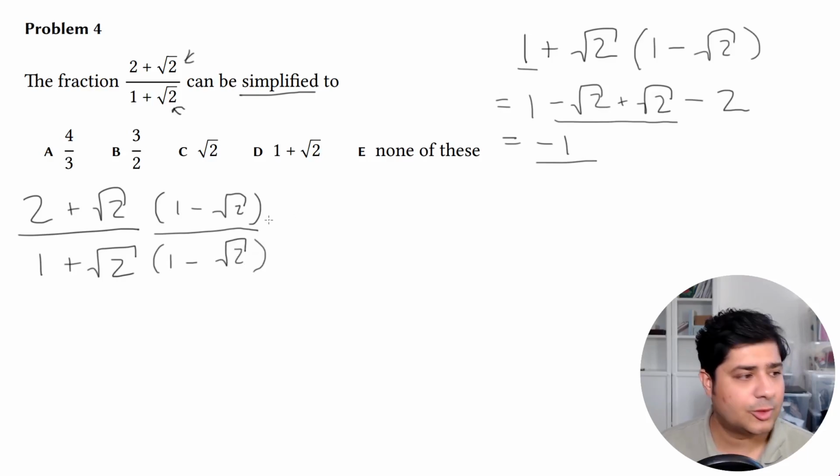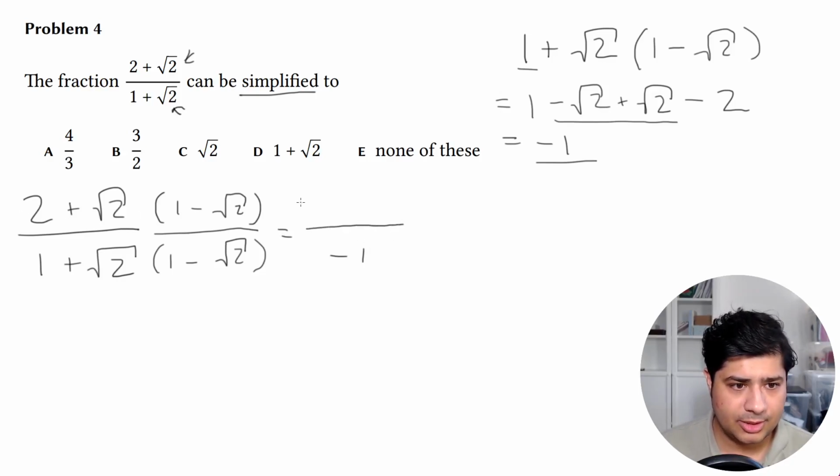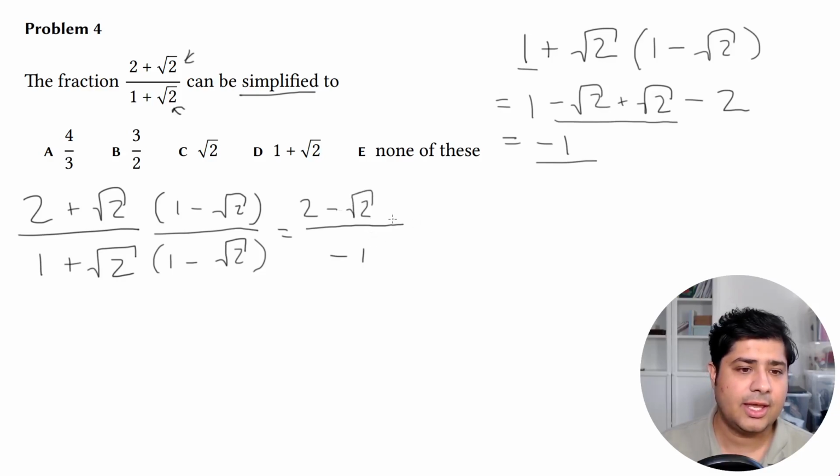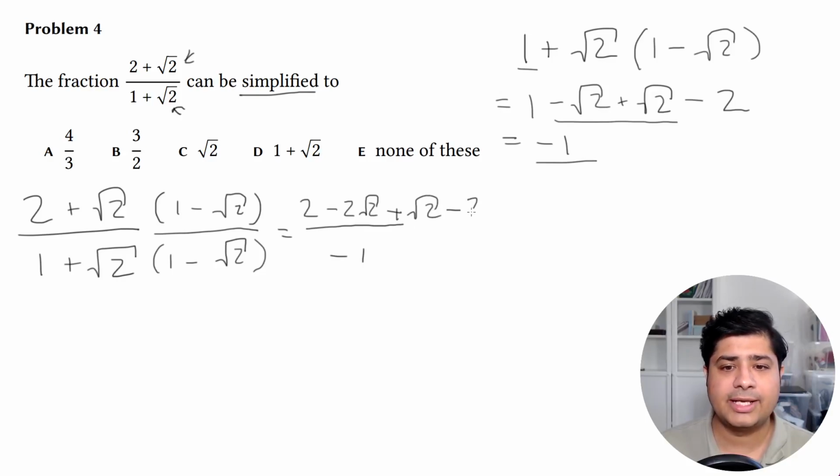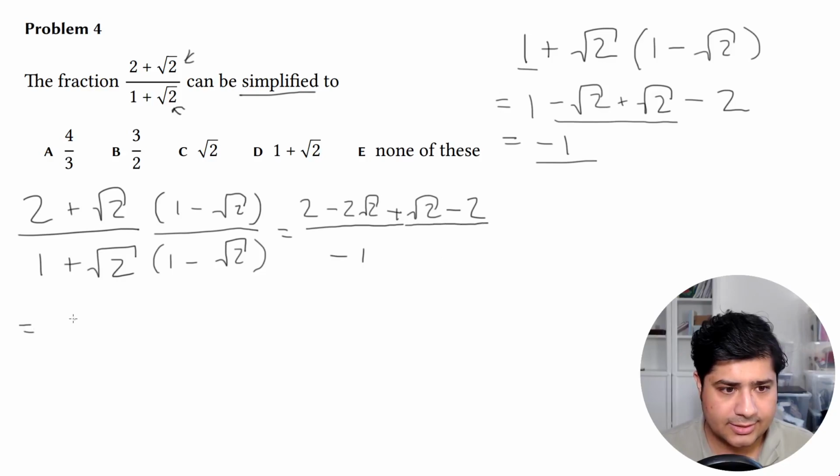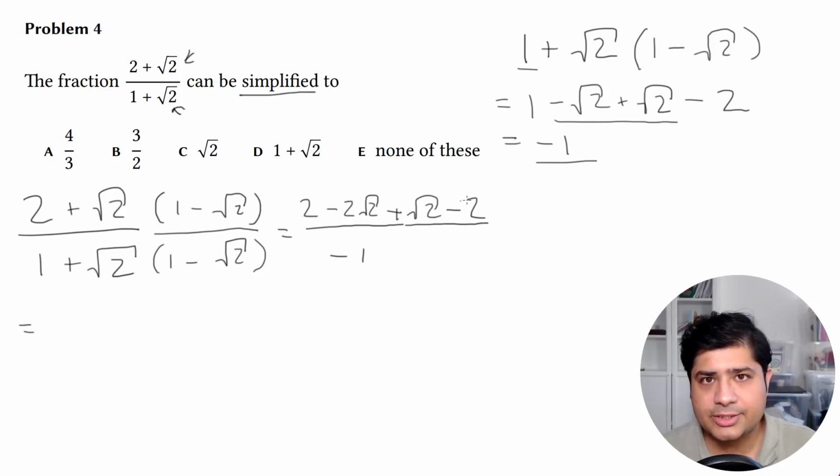So the bottom one, of course, we figured out already. That's going to be negative 1. And then the top one, what is that going to be? Well, it's going to be 2 minus 2√2, that's wrong, 2 minus 2√2, and then we have plus √2, and then we have minus 2. And that is going to be, 2 and then minus 2, that's 0, right?